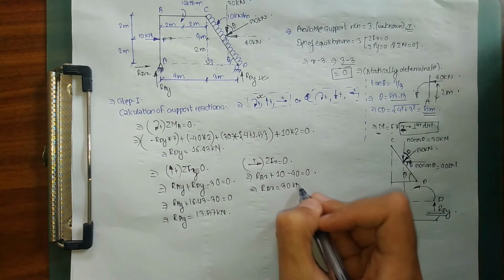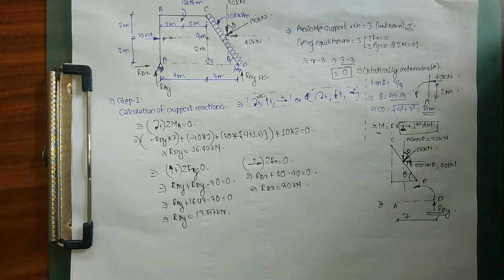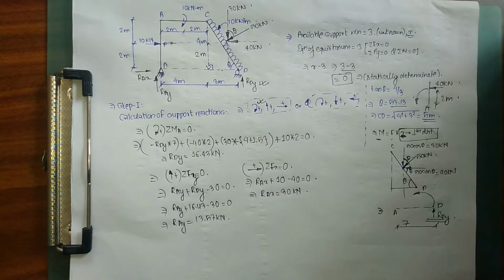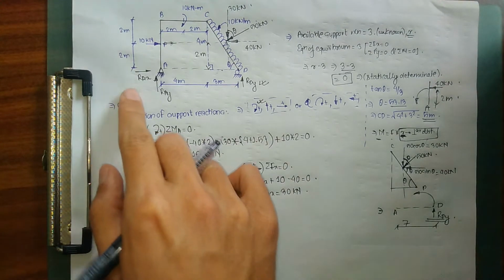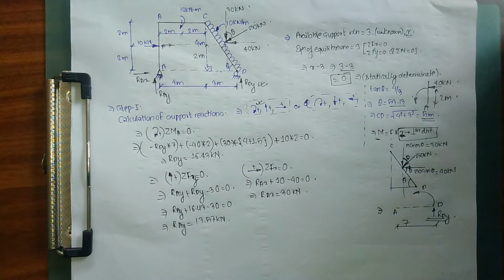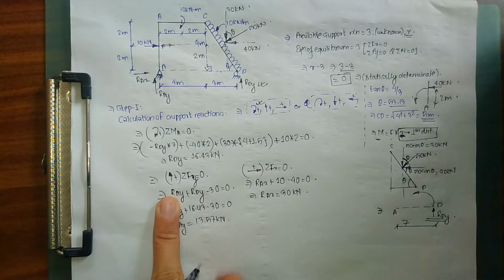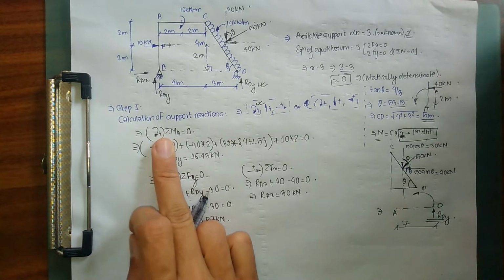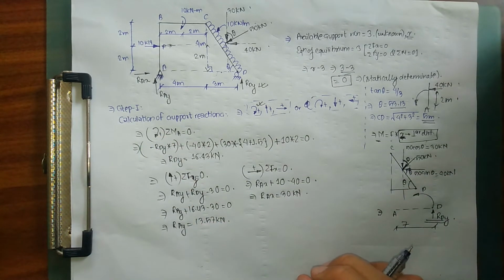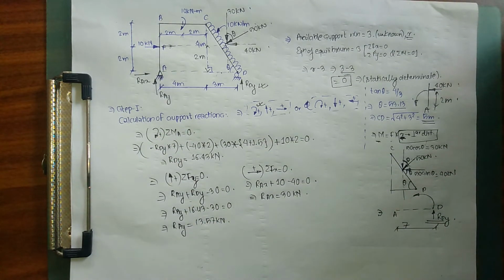Hope you have understood our step 1. In this way we end our step 1. In our step 1, what we did was we calculated our support reactions RAX, RAY and RDY using our three equations of equilibrium: ΣFX equals to 0, ΣFY equals to 0 and ΣMA equals to 0. Hope you have understood till over here. Now we'll be moving towards our step 2.